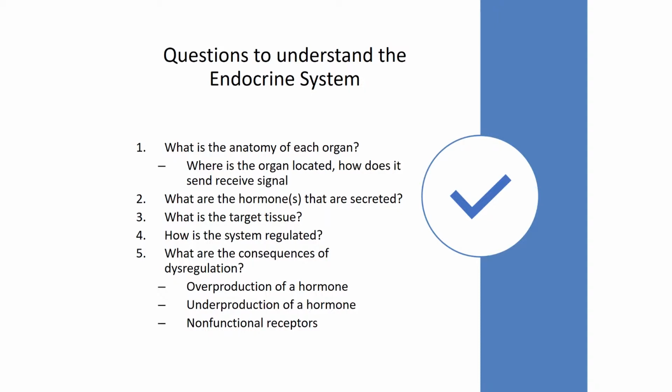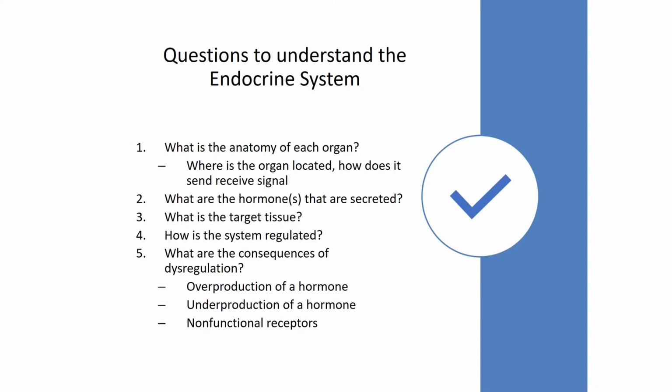Then what are the target tissues for that hormone? All right, so that's the third question. The fourth question is, how is the system regulated? These systems will have a lot of different regulations and ways to regulate, but they're all regulated by the negative feedback system. So the big picture is it's all negative feedback. And then what are the consequences of deregulation?